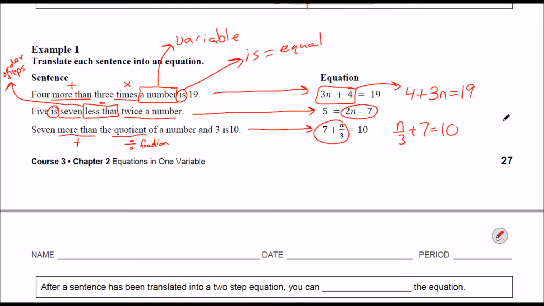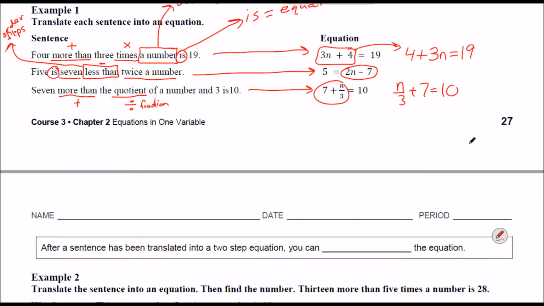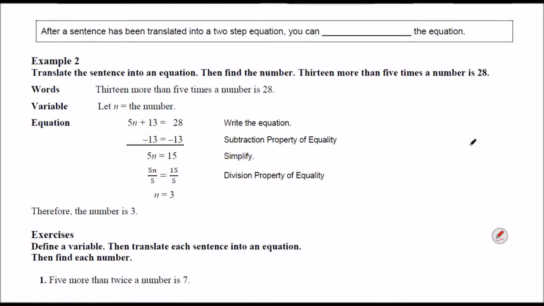Okay? All right. The next part of this, for example 2, it's basically saying that after a sentence has been translated into a 2-step equation, then we can go ahead and solve the equation. So just like what we were doing in 2.2 with our 2-step equations, okay? So we had some word problems on our 2.2 quiz, but the equations were already set up for us. So now we're going to have some of those real-world type problems, and we need to create the equation and then also solve them on top of it, okay?